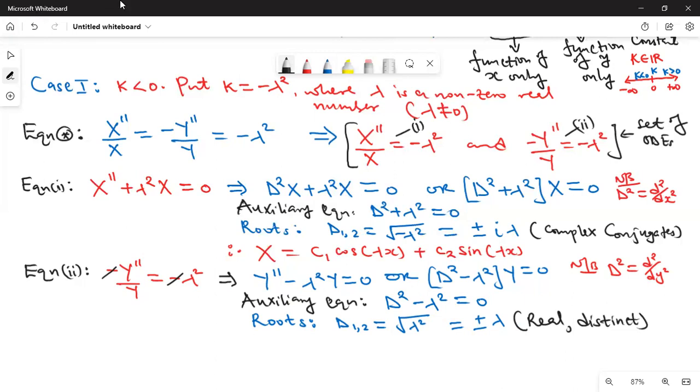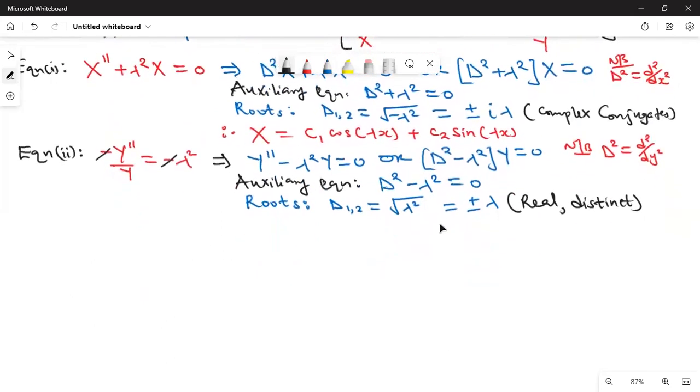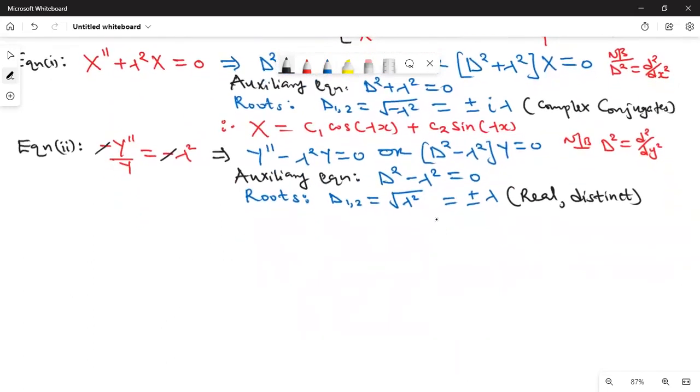So how do we write our general solution when the roots are real and distinct? So therefore, you write y is equal to a constant C3 exponential lambda y plus another constant C4 exponential negative lambda y. So now we are able to get the general solution of the given PDE.